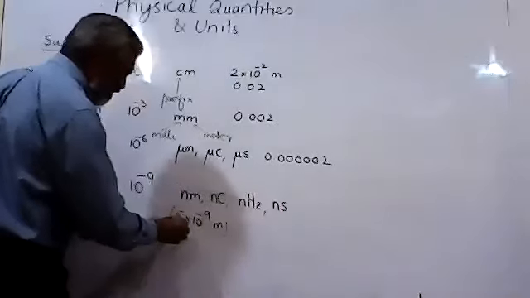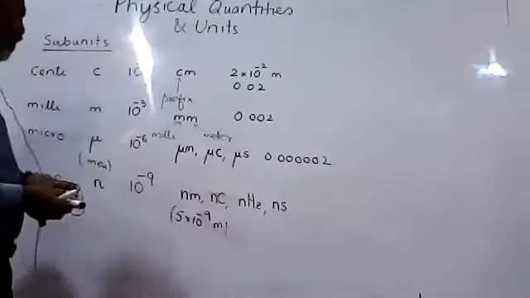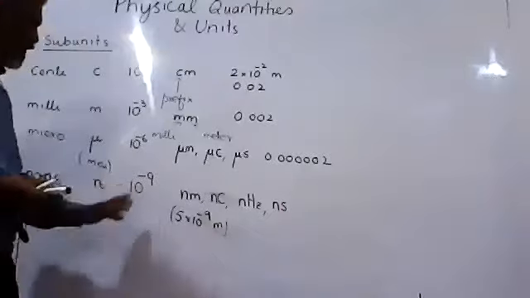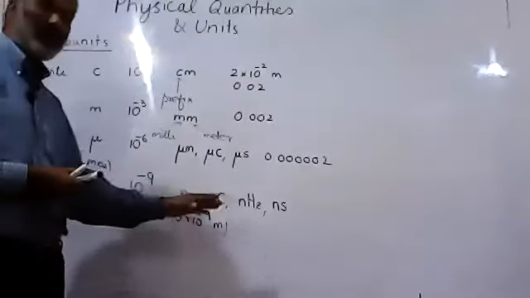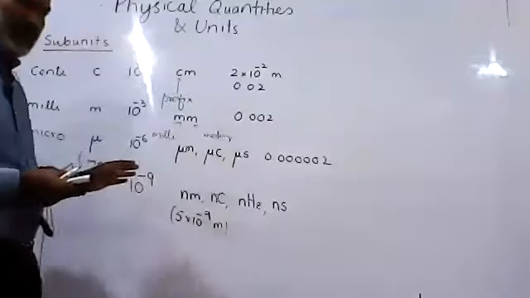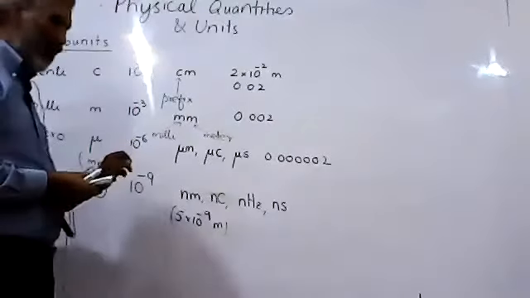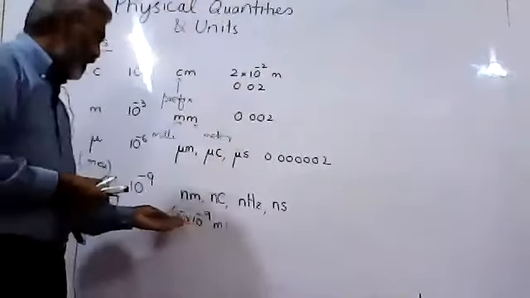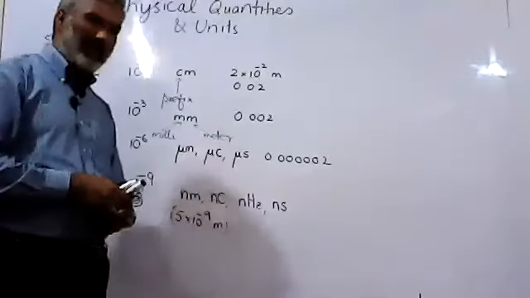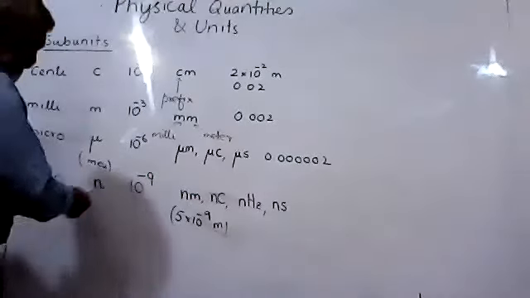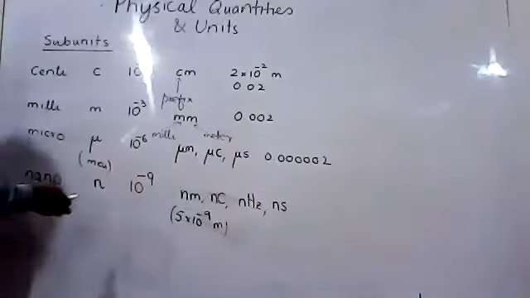This is 5 nanometer. And if I do not write this here, I have to write 0.00000005. One dot followed by 8 zeros, and then 5 would mean 5 into 10 raised to minus 9 meter, and that would be highly inconvenient. So this is a more useful way of expressing it.